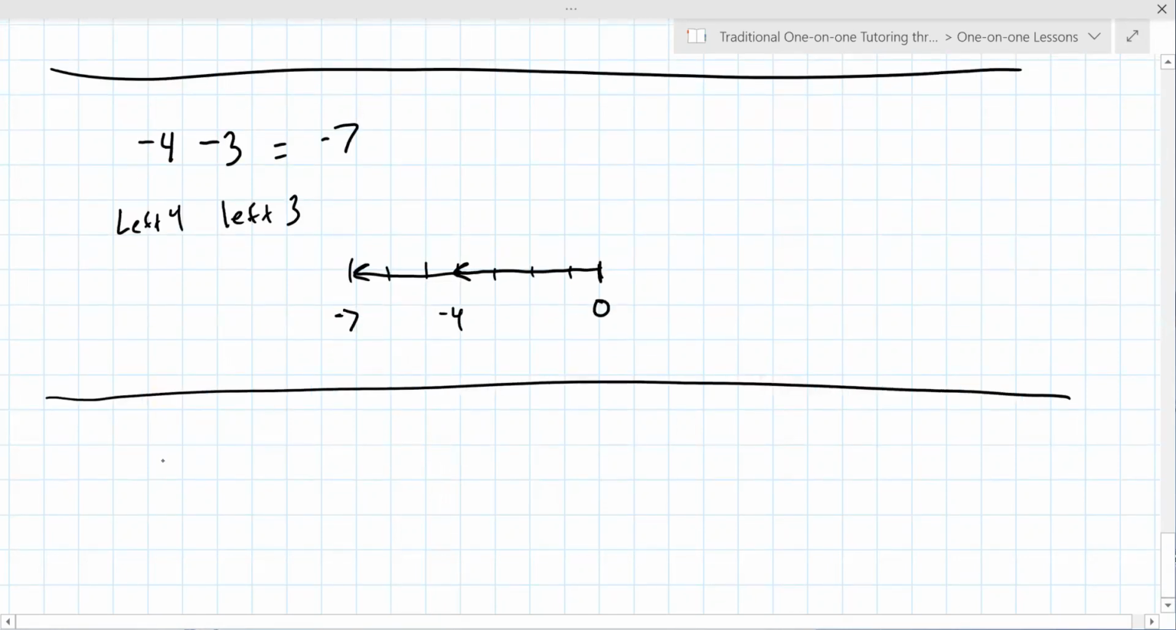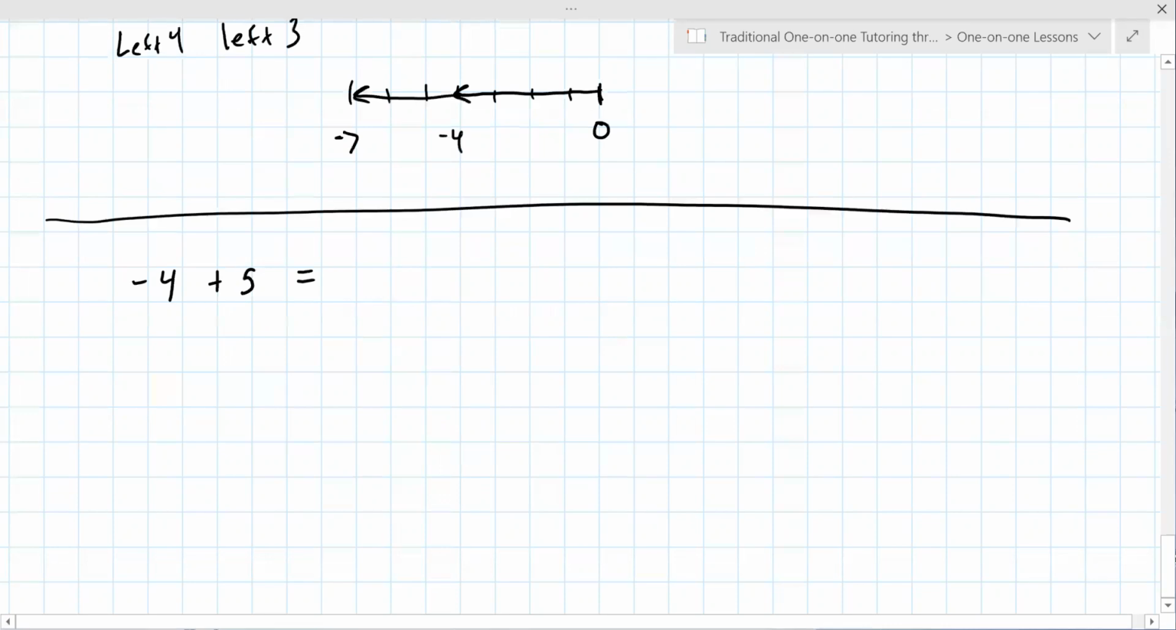Okay. What is negative 4 plus 5? Negative 4 means to go left 4, but then plus 5 means to go right 5. So if I start here at 0 and I go left 4, 1, 2, 3, 4, that's -4. Do you see that? I went left 4. Now I've got to go right 5.